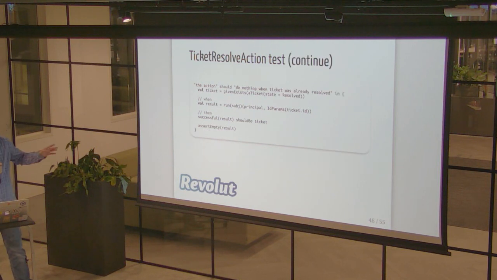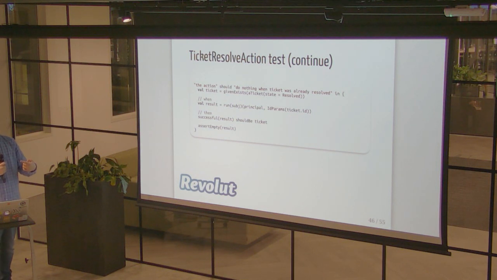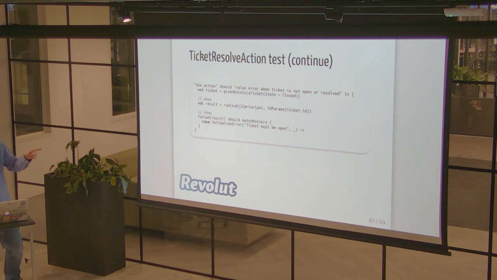Another test is the test for the dependency that we made for when the state is the same. We create a ticket that's in the resolved state, and we expect exactly the same version of the ticket after successful execution, and the operations are empty, nothing to do, because the version of this state wasn't changed. And now the negative case, let me show it.